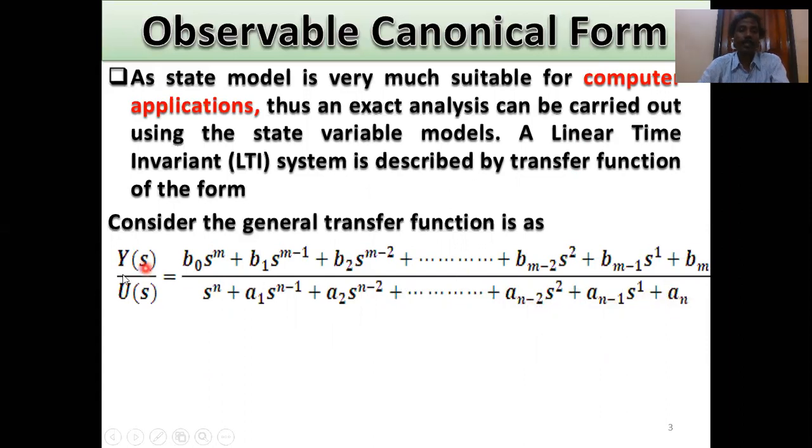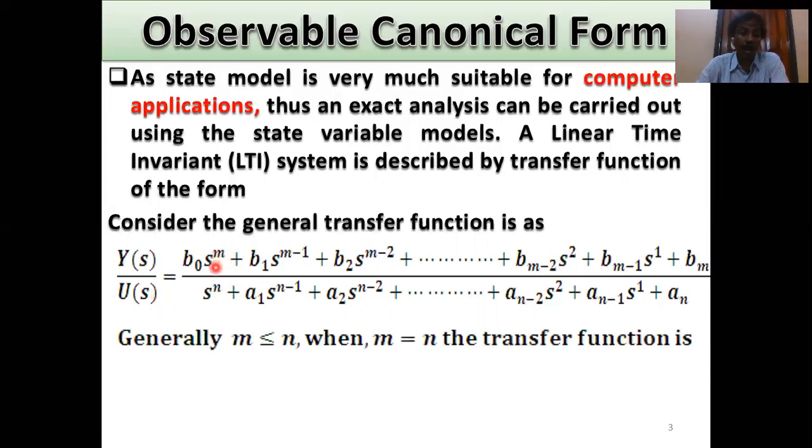This is the general or overall transfer function, where Y of s is the system output and U of s is the reference input. This reference input may be step, ramp, parabolic, impulse, sinusoidal, any type of input you can apply. And this is also important: the numerator power is m and the denominator power is n. In the general case, m is less than or equal to n. This is very important.